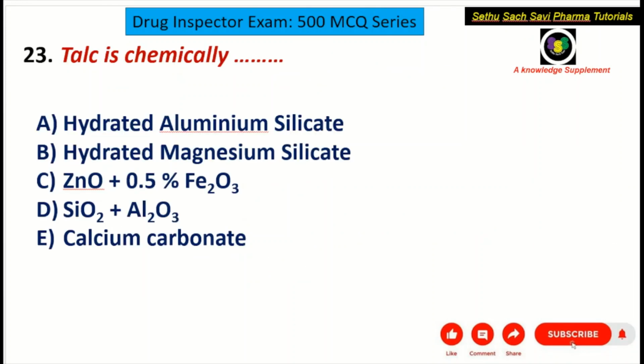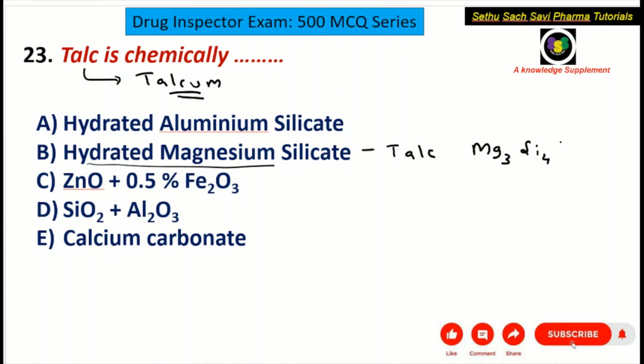Talc is chemically what? You know that talc is also called talcum. Talc is chemically hydrated magnesium silicate. The molecular formula is Mg3Si4O10(OH)2. You know that talc is used as talcum powder, lubricant, thickening agent, and all those things.